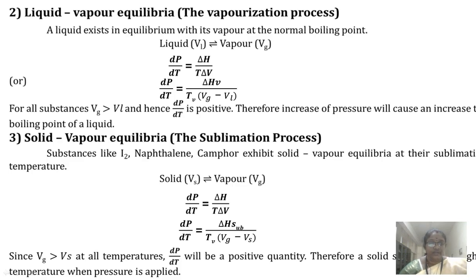And in solid-vapor equilibria, in the sublimation process, we have to put delta H sublimation. So the equation becomes dP by dT is equal to del H sublimation divided by delta V, that is Vg minus Vs. Here Vg is greater than Vs, so here also dP by dT is a positive value.